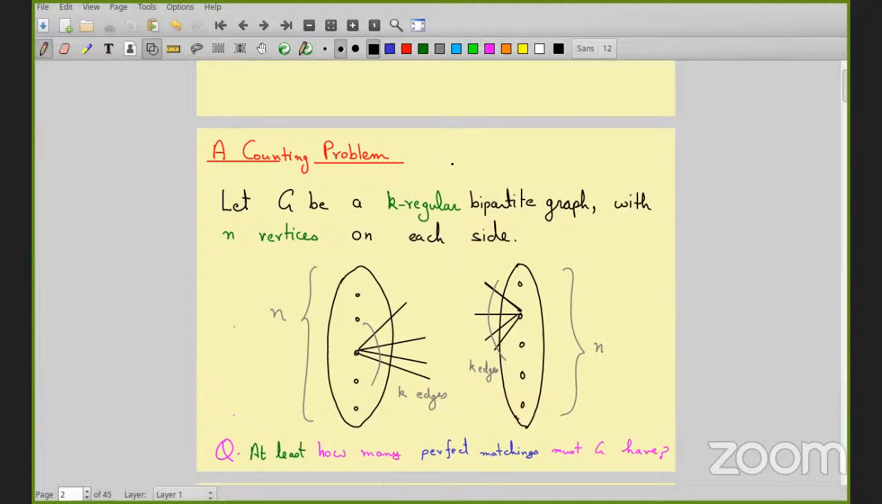Is there a candidate answer someone would like to give? So, we have a bipartite graph, n vertices on both sides, each side has degree k. And we want to know at least how many perfect matchings there must be. Okay, so we'll see how to answer this. Combinatorics should already tell you something for this, even Hall's theorem or something. But we'll try to get something more than that. Okay, so that's one question.